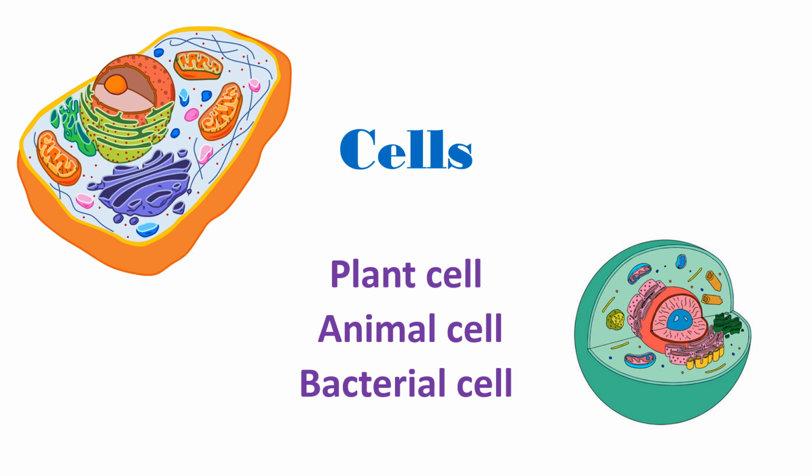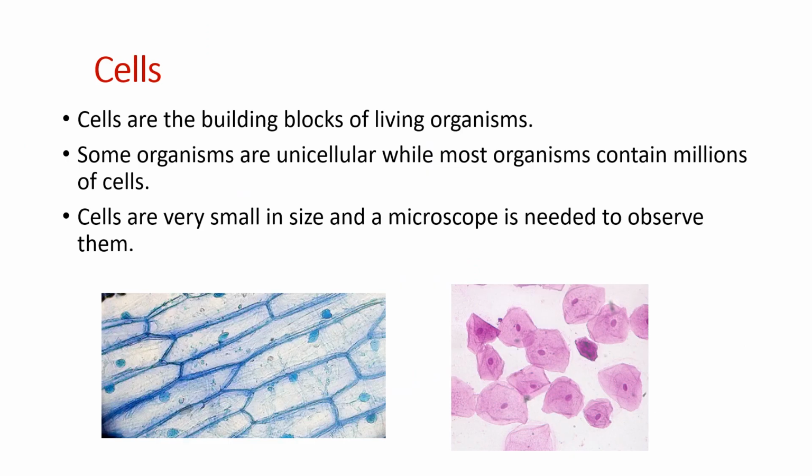This video is about the structure of a plant cell, animal cell, and a bacterial cell. Cells are the building blocks of living organisms. Some organisms are unicellular, which means their whole body is a single cell. But most organisms contain millions of cells. Cells are very small in size. We always need a microscope to observe cells.